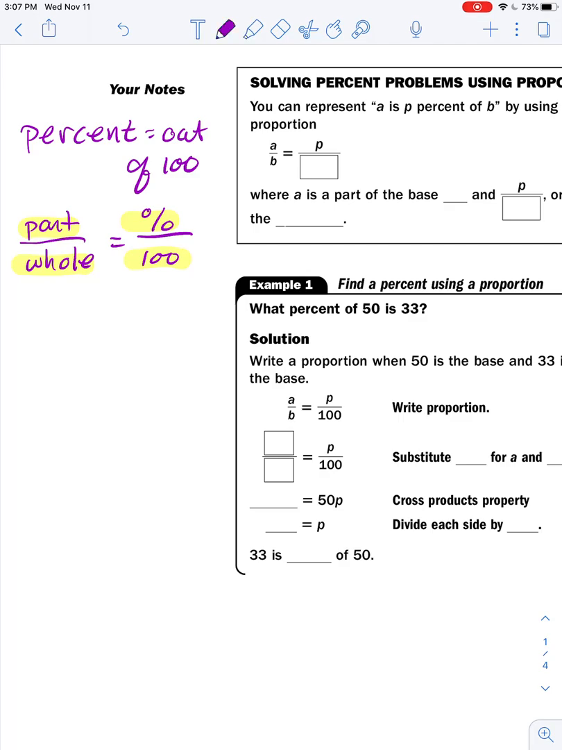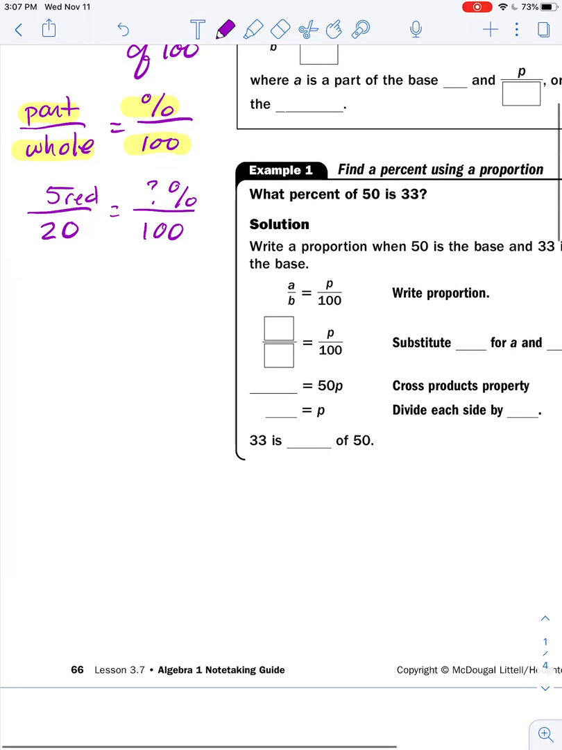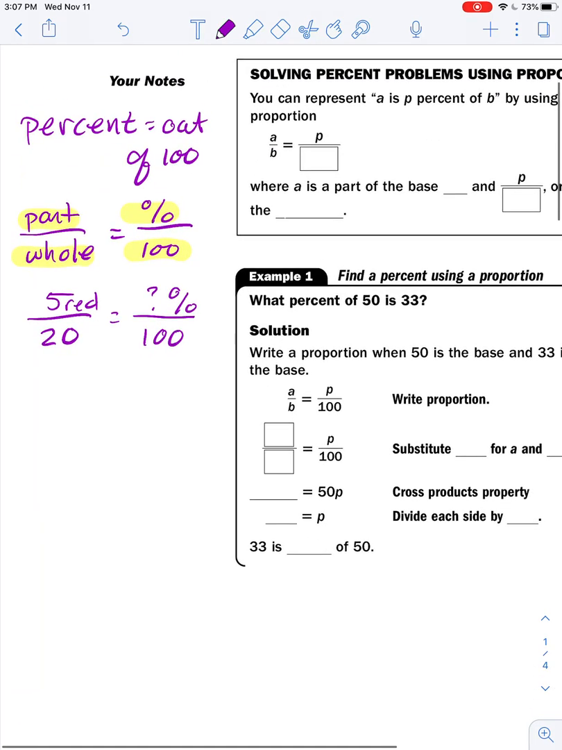So different examples, say that you have a pile of jelly beans and 5 of those jelly beans out of all 20 are red. And then you're trying to figure out what percent that is. Well, you're saying if I made this and expanded this so that my pile was 100 jelly beans instead of 20, how many of them would be red? What percent of them would be red if I kept them in that same ratio or proportion?